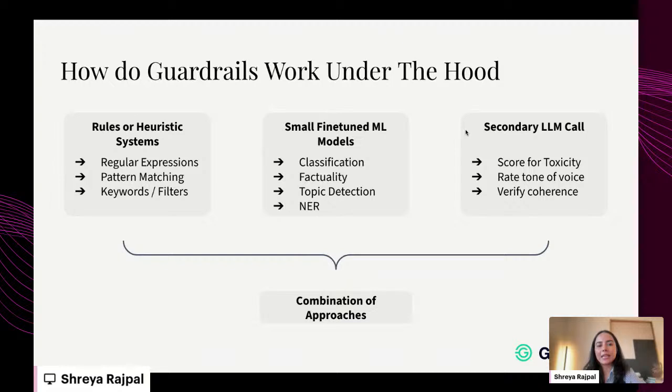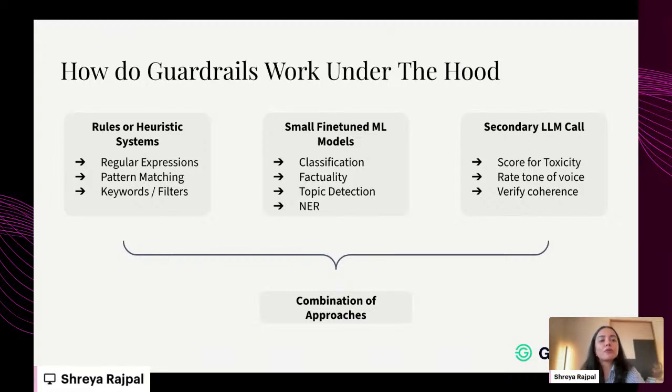And then finally, if the problem that you're trying to catch with guardrails is much more complicated or sophisticated, you can also use a secondary LLM call, right? So for example, are my chatbot responses coherent across multiple sentences, or coherent based on what the input was? That's a much harder thing to verify with just a small fine-tuned machine learning model. So this is one of the things you can do with a secondary LLM call.